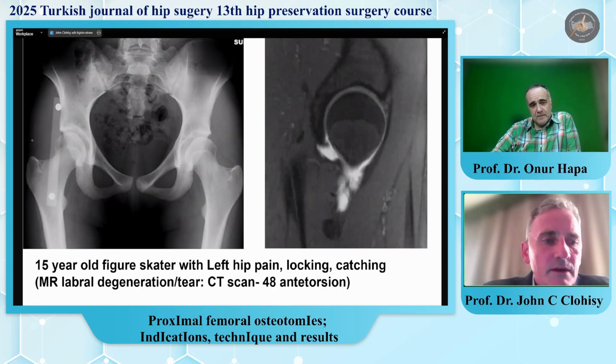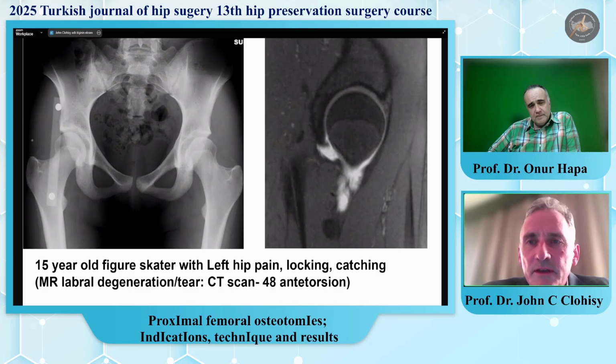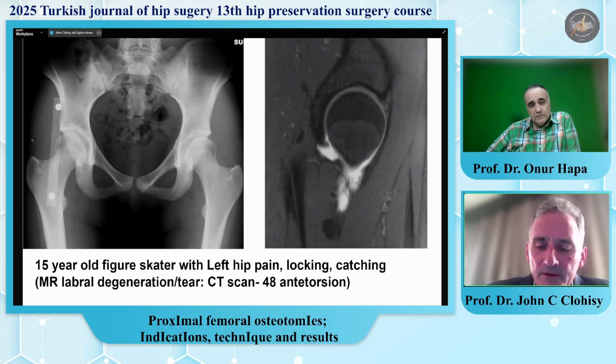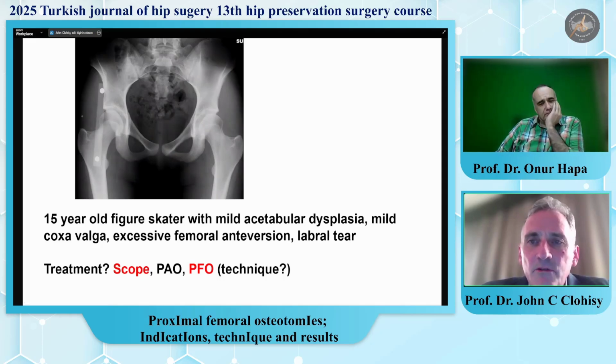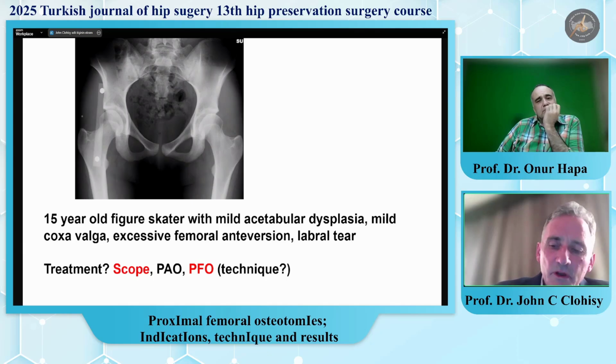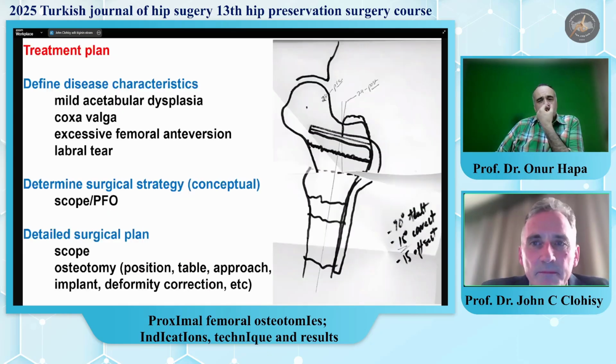On the left, you can see she has a hypertrophic labrum. She has increased signal intensity in the labrum and concern for a labral tear. Her CT scan diagnosed version was 48 degrees of anteversion. So in terms of treating this patient, we were considering a PAO and/or a PFO, as well as a hip scope. So she's got mild acetabular dysplasia, coxa valga, excessive femoral anteversion, and a labral tear.